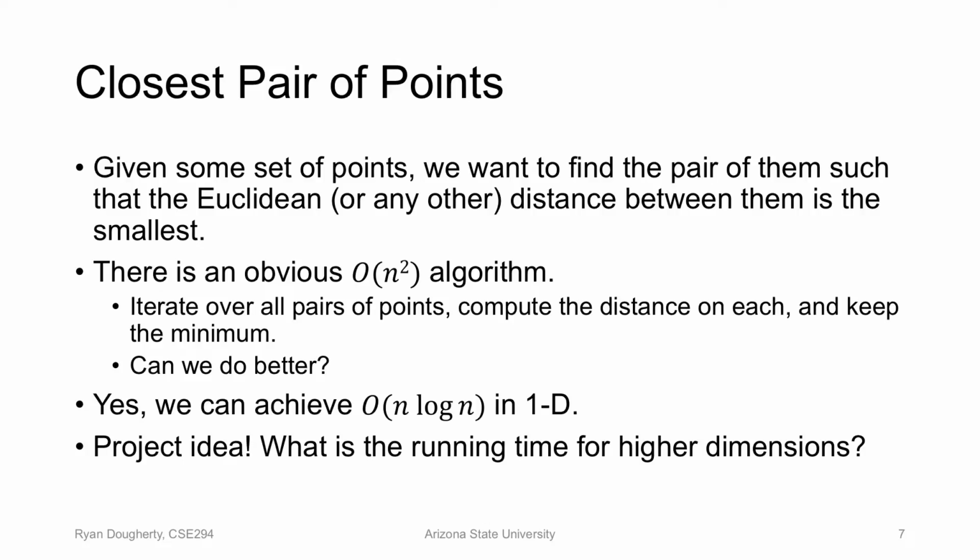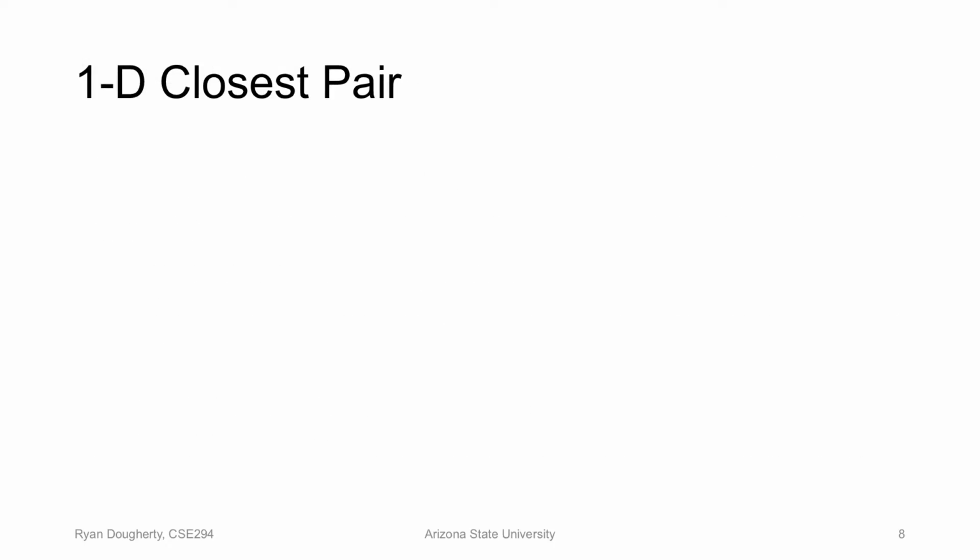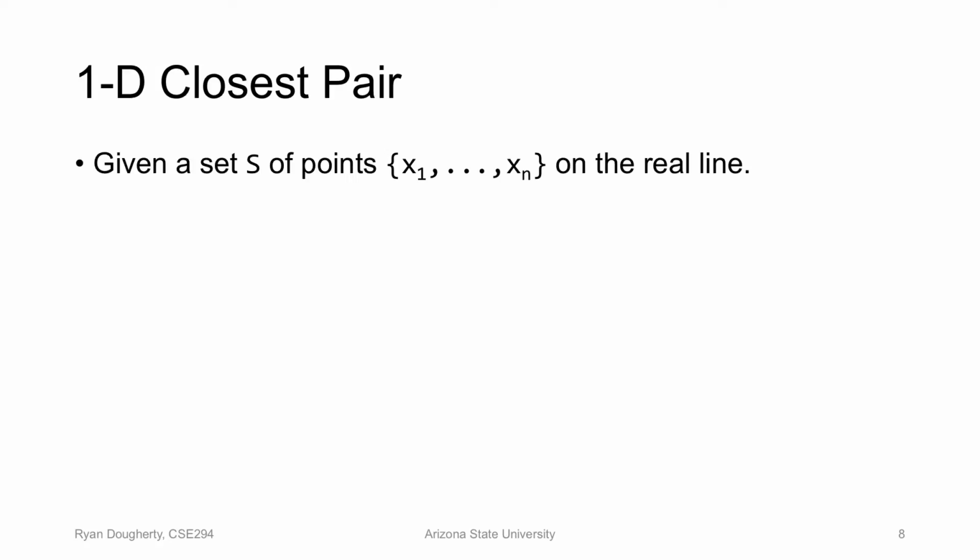A project idea, I think it is listed on the list of projects, is can we actually keep n log n for higher dimensions? Because n squared definitely will work for any number of dimensions, as long as you can keep a constant amount of time per pair, right? Because you can just do that brute force method. But that's just a project idea. All right, so I'm going to leave 2 dimensions and up to the project, and let's just work on 1 dimension here. 1 dimension, that's just points on the line, right? It's just an assortment of points on the real line.